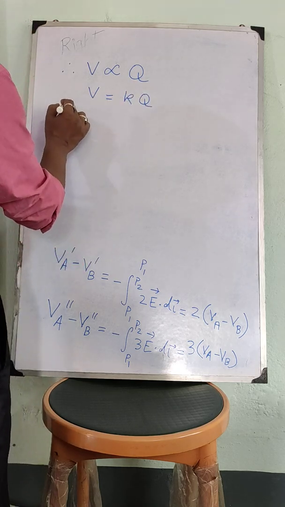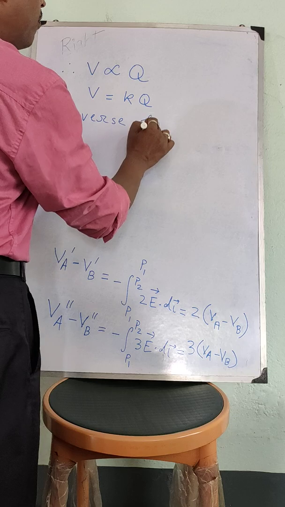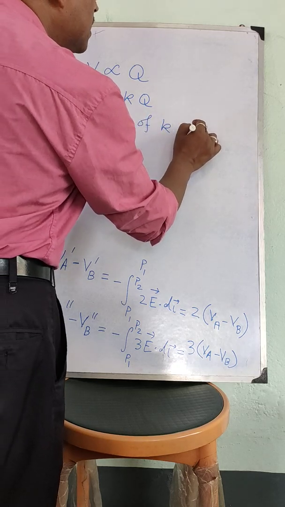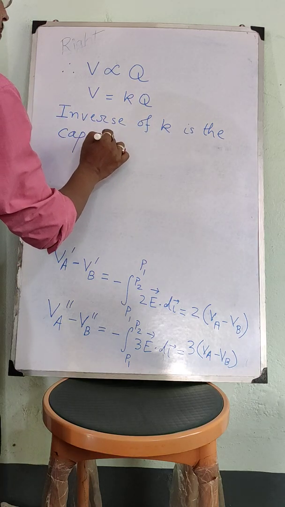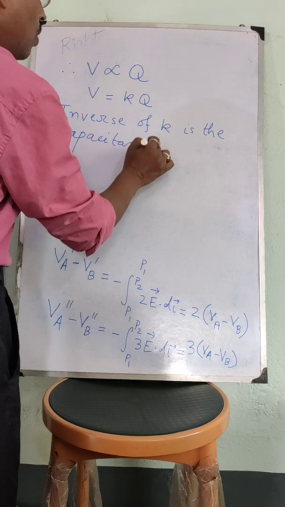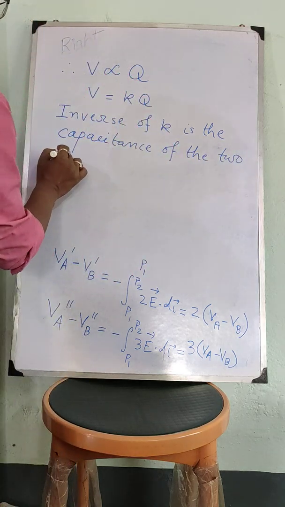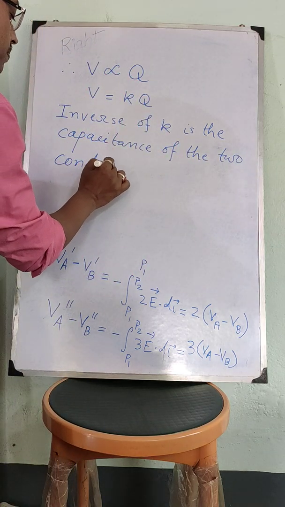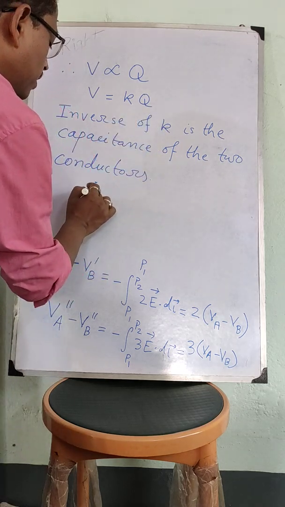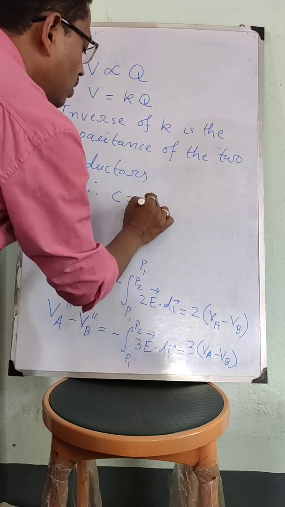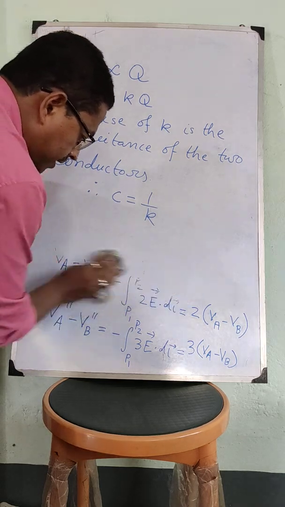Okay, now the inverse of this proportionality constant, inverse of K, is the capacitance of the two conductors. So inverse of K, that means therefore C is equal to 1 by K. So this is the capacitance of the two conductors.